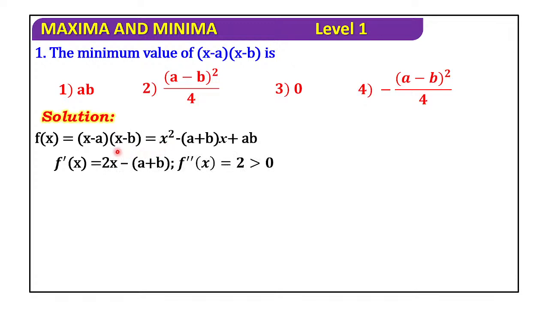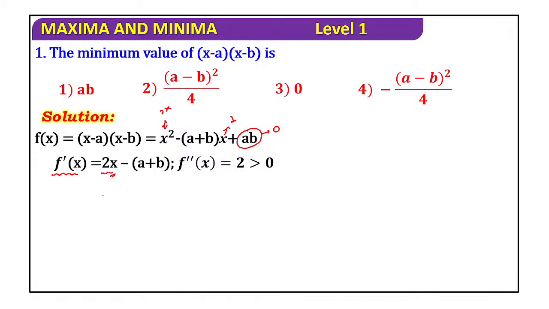If I differentiate the given function, as you all know, the differentiation of x square is 2x, and a plus b is as it is, and the differentiation of x is 1. So (a plus b) into 1 is a plus b. Here ab is the constant term, and if you differentiate it, it will become 0. So now you have f dash of x equal to 2x minus (a plus b).